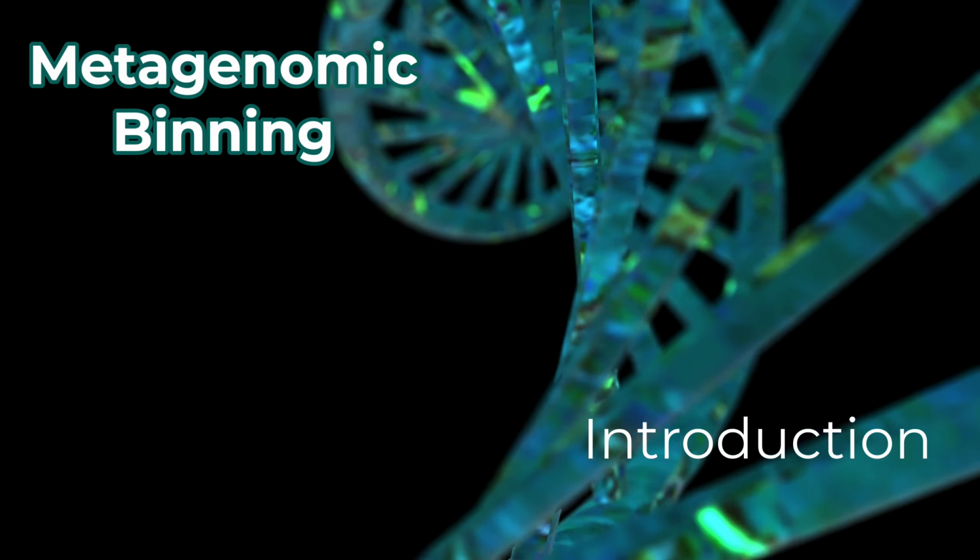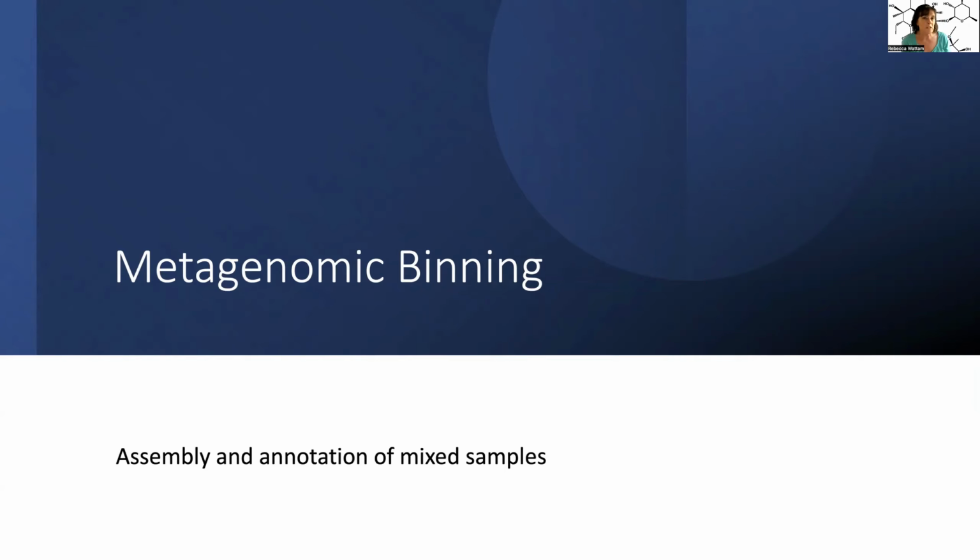Today we're going to talk about a service available in BV-BRC where you can take a mixed sample and isolate out bacterial and viral genomes from it. This service is the Metagenomic Binning service, and it includes assembly and annotation, although you can also just do annotation if you have assembled contigs.